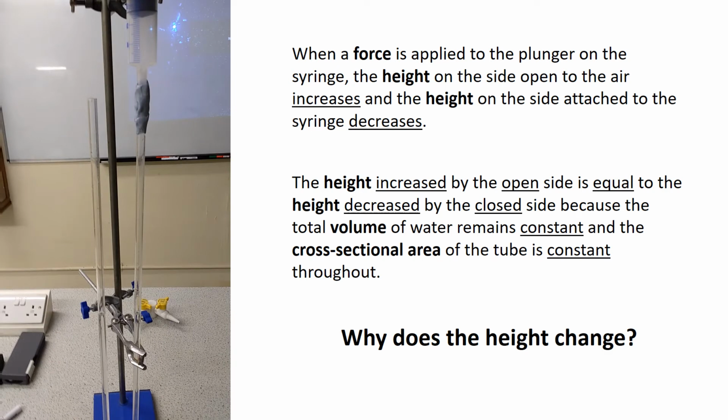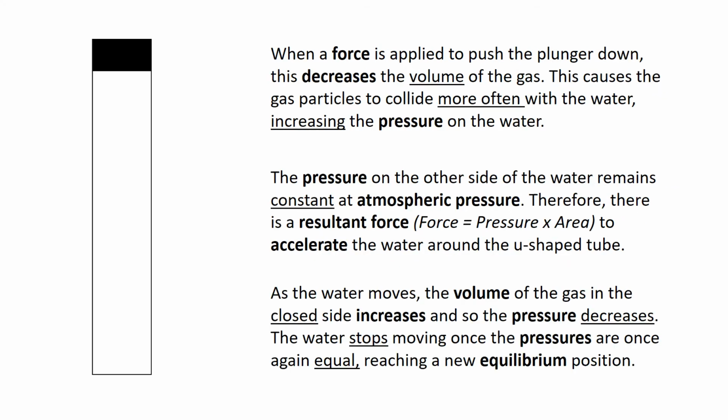And then what I've done is I've just reversed that change. So I've then increased the volume of gas on the right-hand side, and the system has reversed that process. So the question is, why does that height change? What is causing the height of the water to change on both sides? What we're doing in actual fact is applying a force to the plunger. So we're doing some work, and that's changing the volume of the gas on the right-hand side. More specifically, it is decreasing the volume of gas on the right-hand side.